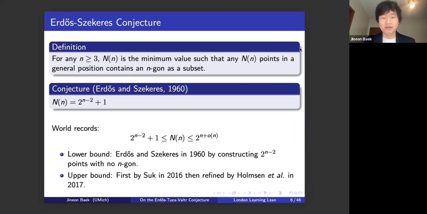For the upper bound, however, it was a hard conjecture to lower the base of the upper bound. Before 2016, the best known upper bound had a base of 4, so it's more like 4 to the power of something. Then in 2016, the groundbreaking result of Suk brought the base from 4 to 2. And then it has been refined further by Holmsen and others.